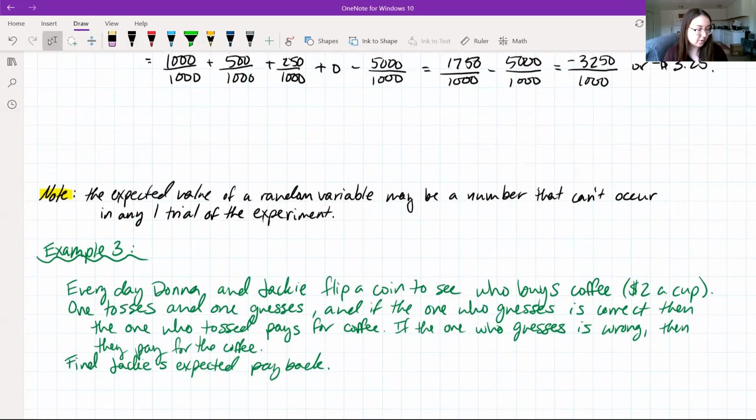All right. Just to note, the expected value of a random variable may be a number that can't occur in any one trial of the experiment. So this is to say, or just to reiterate, the fact that our expected value may not be an actual answer. You can't lose $3.25 if you buy one ticket in one raffle, because that's not an option. So once again, just remember that your expected value doesn't have to actually be one of the options. It's just on average, which means that if you're doing this a lot for a long period of time, on average, how much money will you be losing? So it's important to remember that fact.